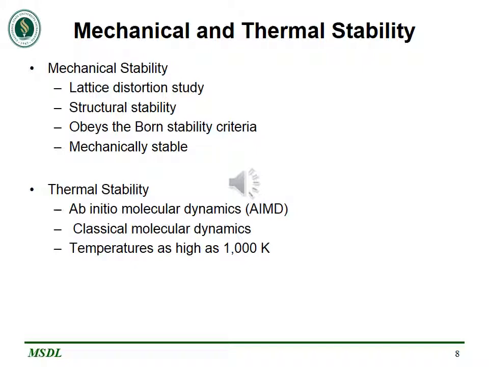The thermal stability of pentagraphene is examined by performing ab initio molecular dynamics (AIMD) simulations. The goal of this simulation is to derive classical molecular dynamics of this pentagonal structure. The results show that the pentagraphene sheet can withstand temperatures as high as 1000 Kelvin.